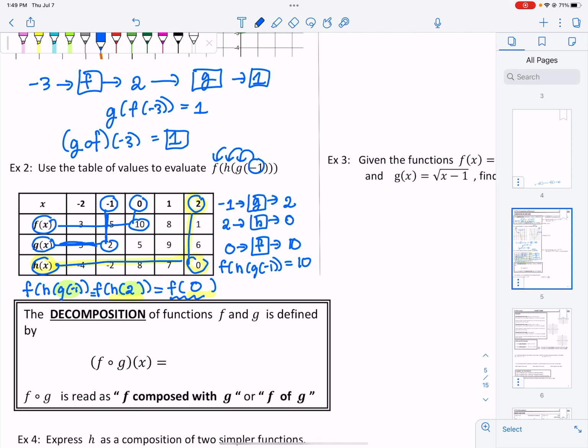And then after that we find f of 0. So f of 0 is 10. So the result here is 10.